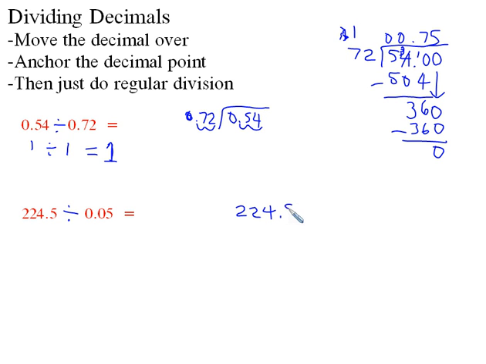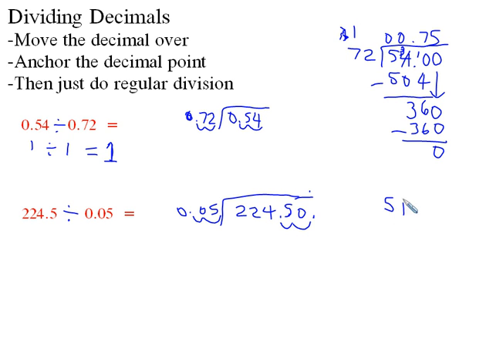224.5 goes underneath, 0.05 goes here. And again, I'm moving it 2 spaces over because it just makes it a little bit easier. And if you notice, I can't move it 2 spaces over here. I can only move it 1. So I have to go ahead and annex another 0 because I've got to move it 2 spaces over. It's just part of the rules. If you multiply this by 10, you multiply that by 10. Otherwise, you'll end up with an answer that's inaccurate. And so I put the decimal point right up there. Now I've got it anchored in the right place. And I rewrite the problem.